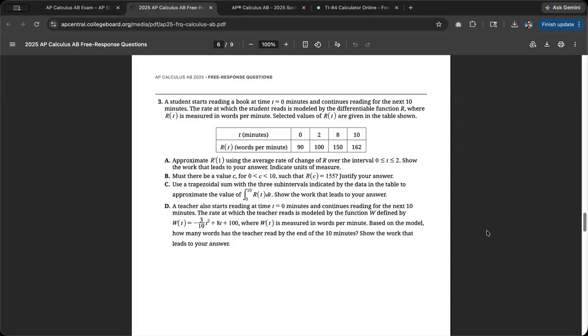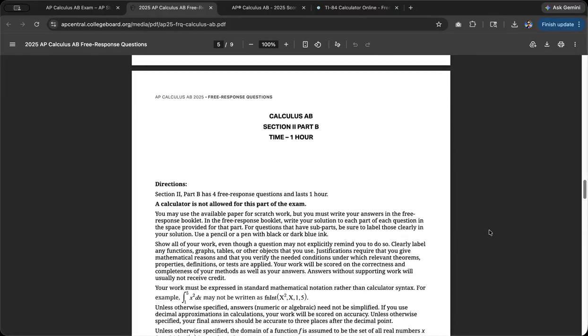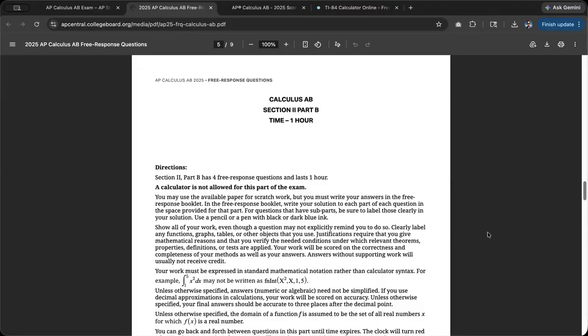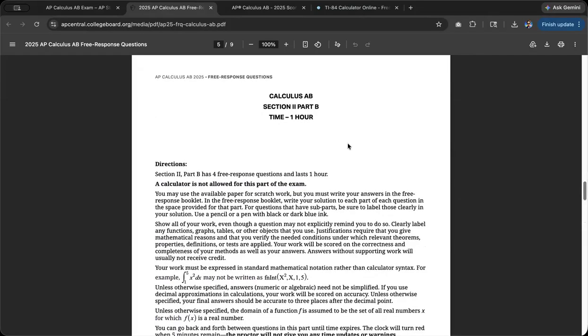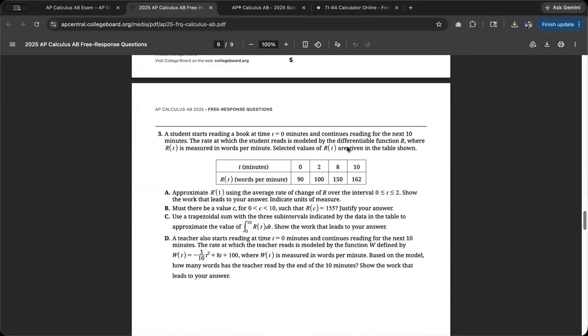All right, welcome back everybody to our 2025 AP Calculus AB free response questions, the FRQs for this test. Keep in mind we are now on number 3, which is the non-calculator section. You will have to do your calculations manually here. We have about an hour for 4 problems, so what that basically means is we need to be able to finish our problems in under 15 minutes. With that being said, let's jump right into it.